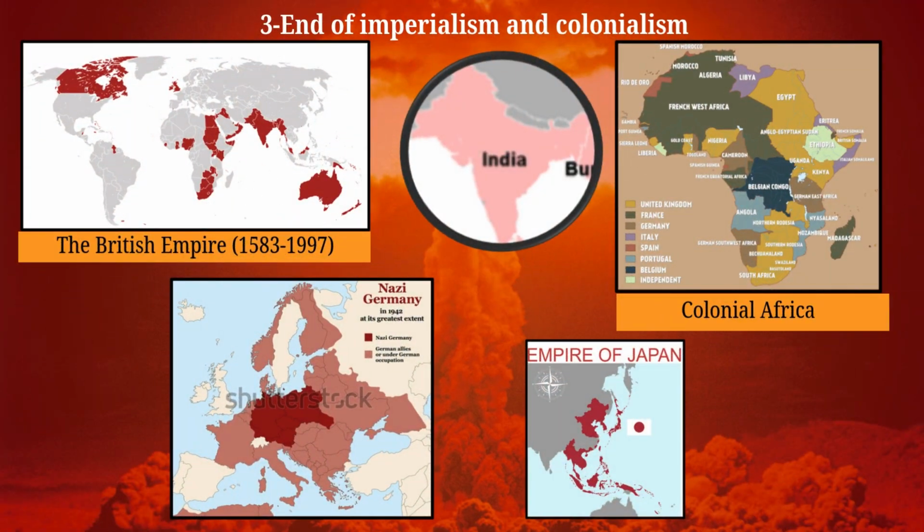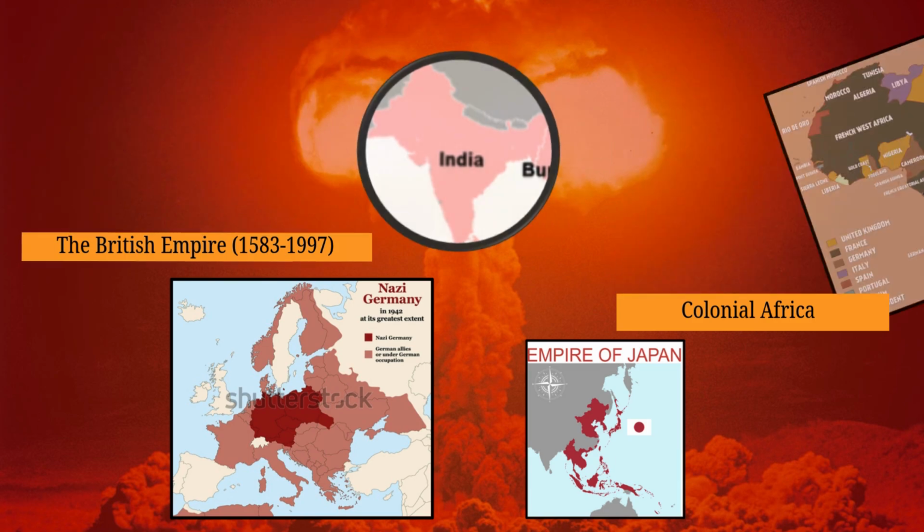World War II weakened many colonial powers like the British Empire. After the war, many colonies like India and the African colonies became independent. Not only colonialism but imperialism was also impacted. Empires like the Japanese Empire and Nazi Germany collapsed due to World War II.